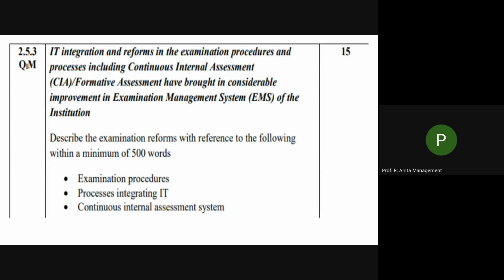So you need to mention very clearly how you continuously assess your students. Is it through a quiz? Is it through a mini project? Or is it through an assignment? Or is it a group discussion? Is it a case study analysis? So how are you going to assess your students? That clarity you need to give here, right?